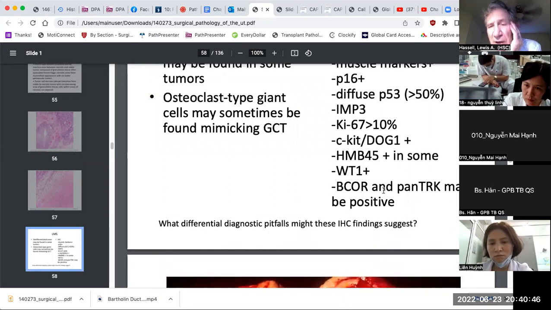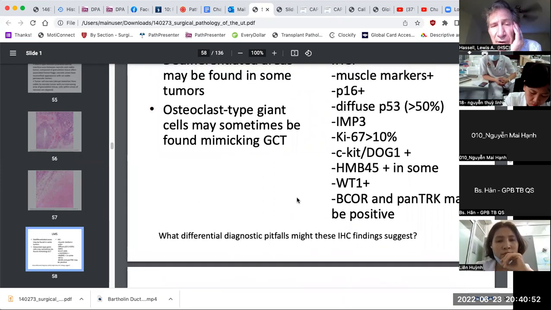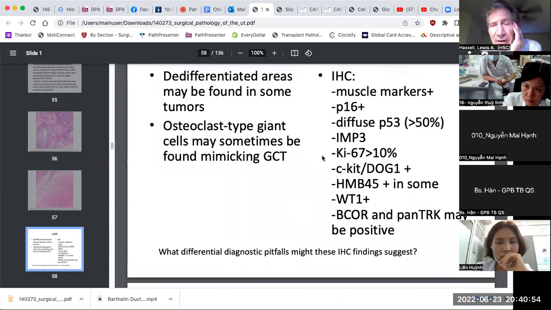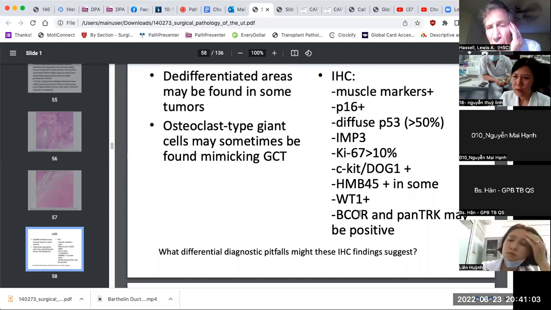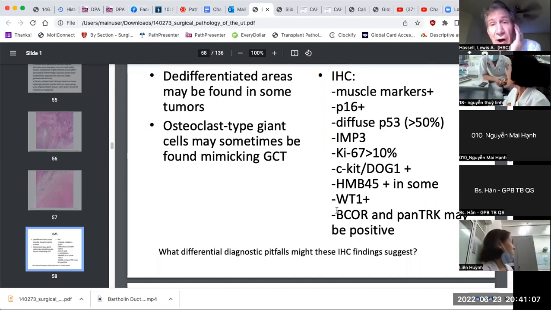You can also get BCOR and PanTrk, which are markers of a particular type of sarcoma that we're becoming more familiar with. So you can see that, differentiation between GI stromal tumor, between PEComa, between BCOR type sarcomas. These are all things that start to come into the differential diagnosis.